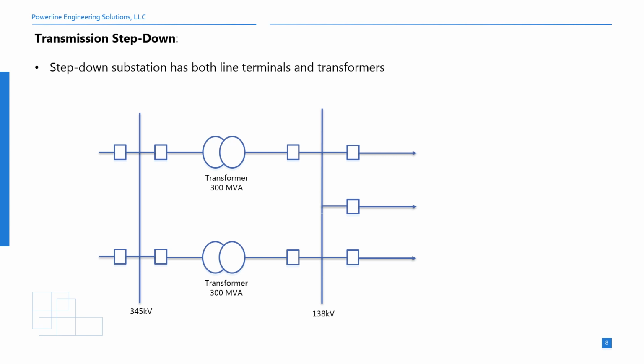On the other hand, a transmission substation will consist of both multiple line terminals and large power transformers. These transformers will step down transmission level voltages to sub-transmission or even distribution level voltages depending on the location of the substation and its application.